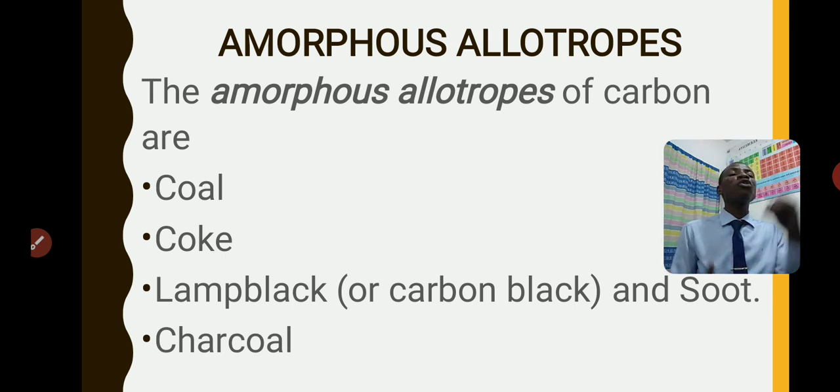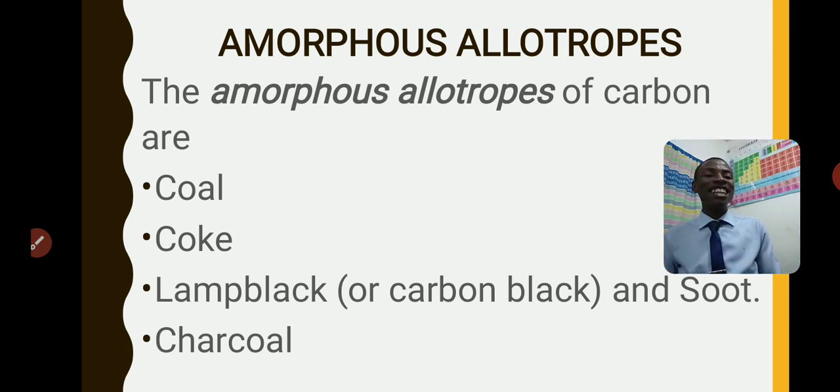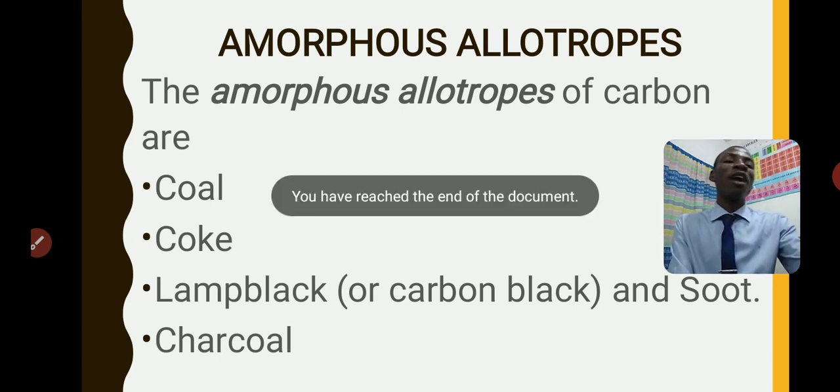So we have some allotropes of carbon that don't have a regular shape, like coal, like coke, like lampblack, the one that normally appears at the roof of a lantern. You will not know it, you are a new generation student. Then we also have charcoal. So those are the allotropes of carbon.